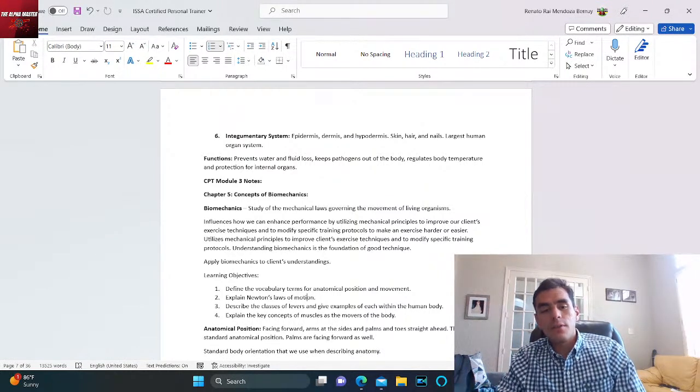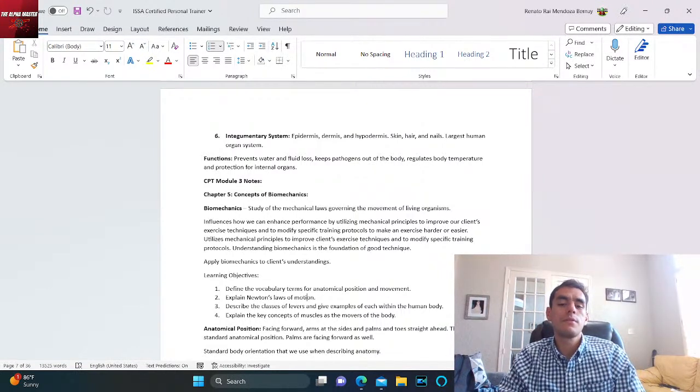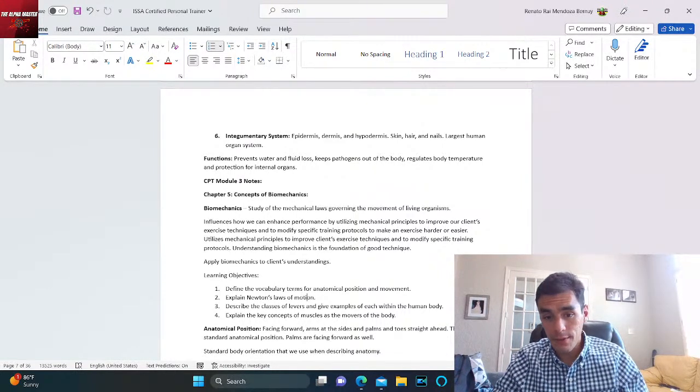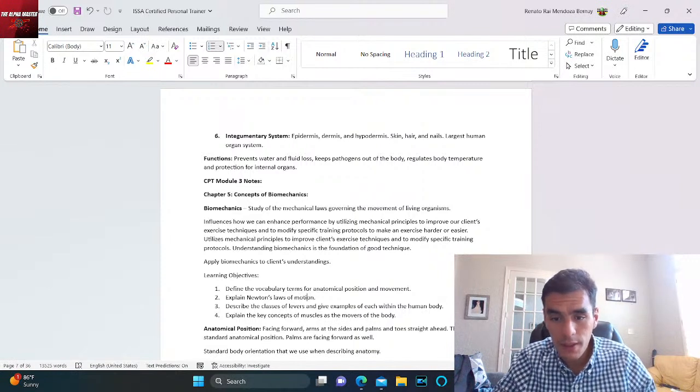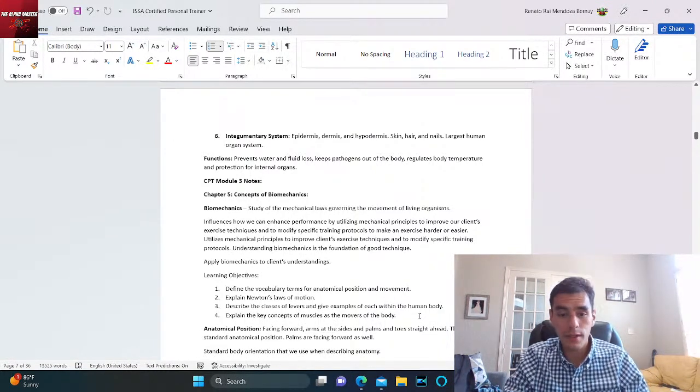The learning objectives: define the vocabulary terms for anatomical position and movement, explain Newton's laws of motion, describe the classes of levers and give examples of each within the human body, and finally, explain the key concepts of muscles as the movers of the body.